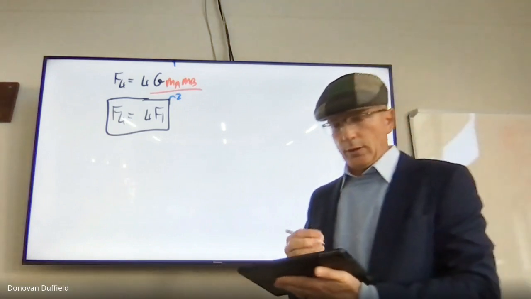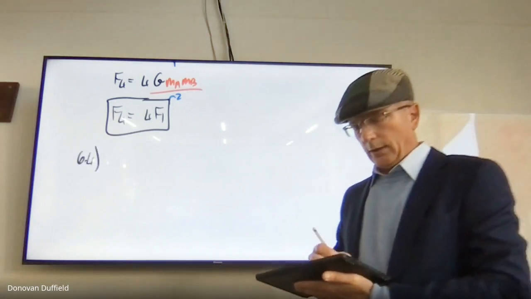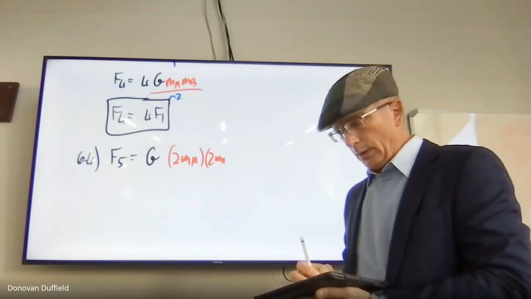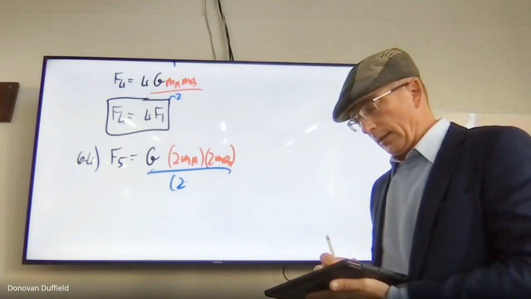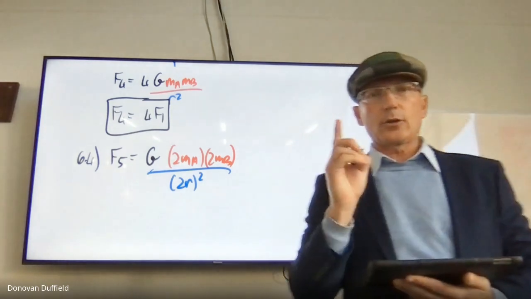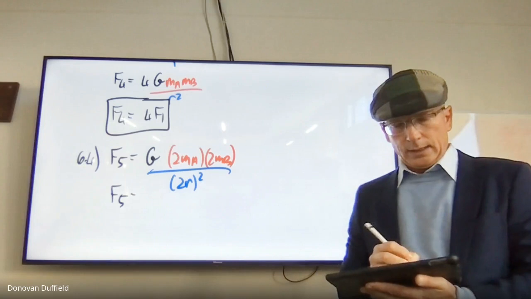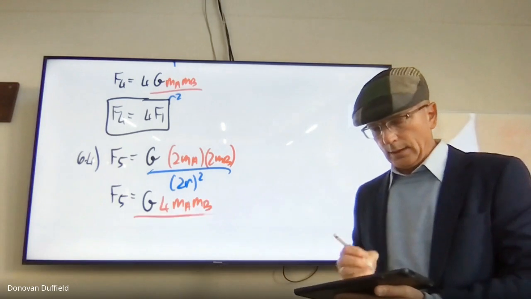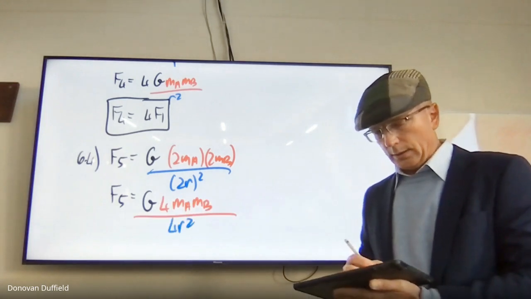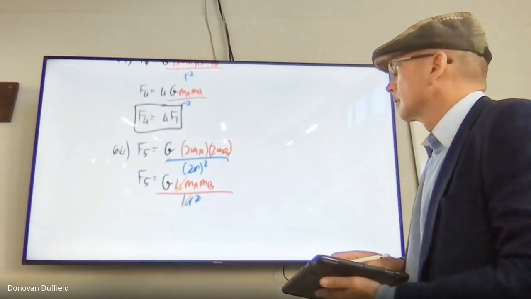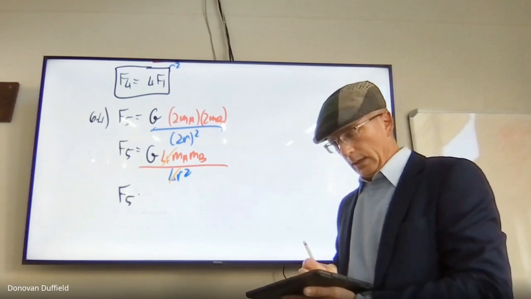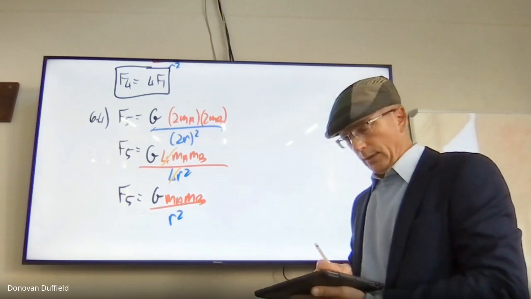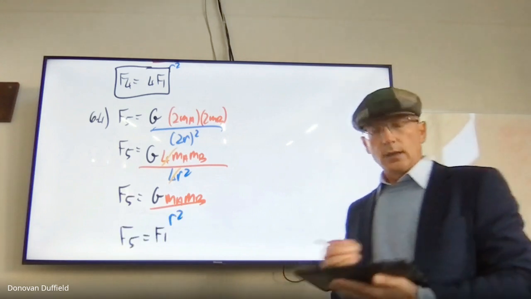Okay. So if we look at 6.4, we can say that force 5 is going to be G, 2 mass A, 2 mass B over double the distance. But now remember, the distance is squared. So therefore, force 5 is going to be G, 4 mass A mass B over 2R squared, which is 4R squared. But wait a minute, those two 4's cancel. And so therefore, F5 equals G MA MB over R squared. But that's F1. So there's no change.